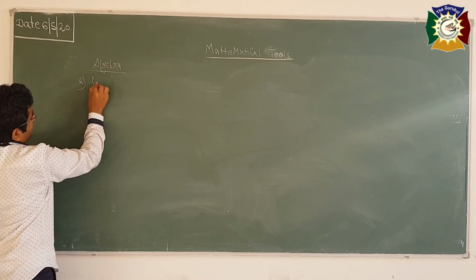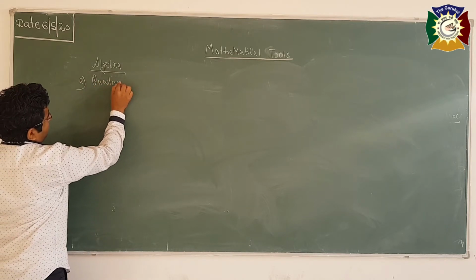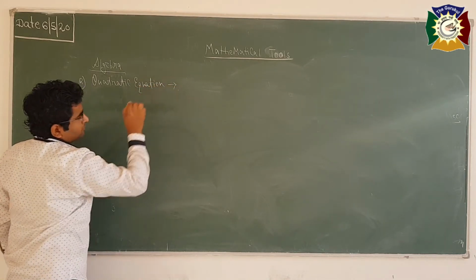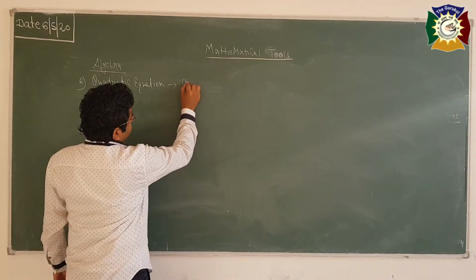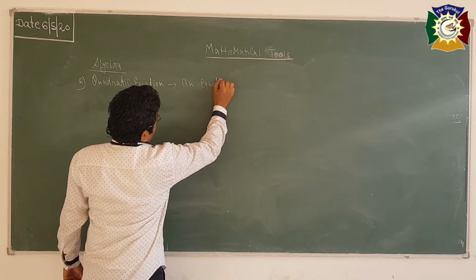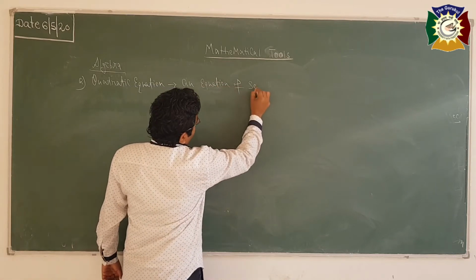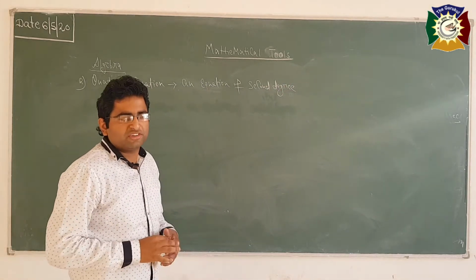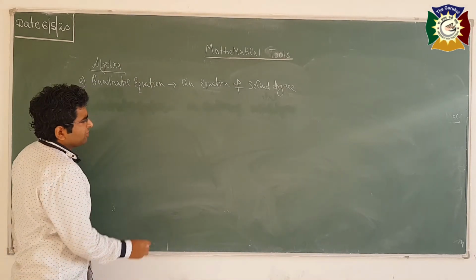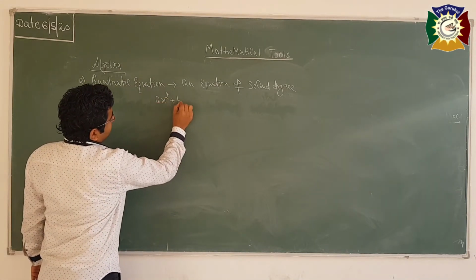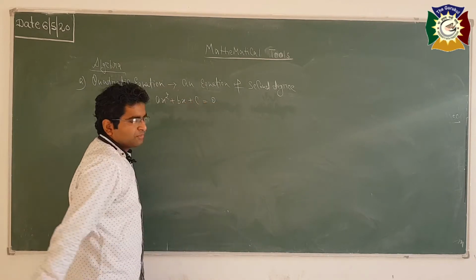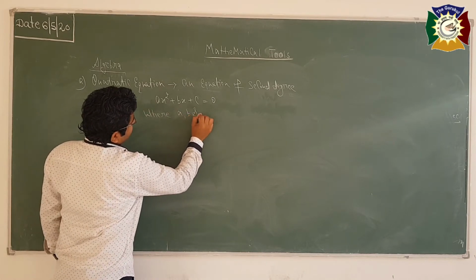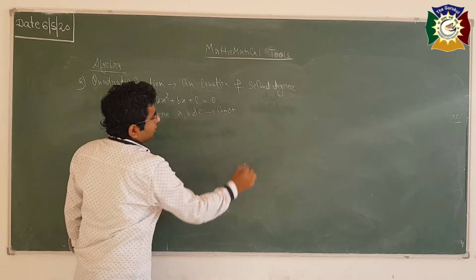An equation of second degree is known as a quadratic equation, and we can express a quadratic equation as ax square plus bx plus c equal to 0, where a, b and c are constant terms.